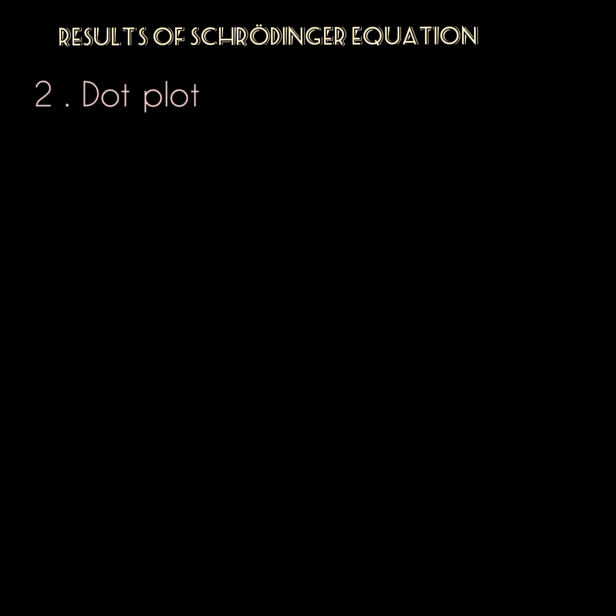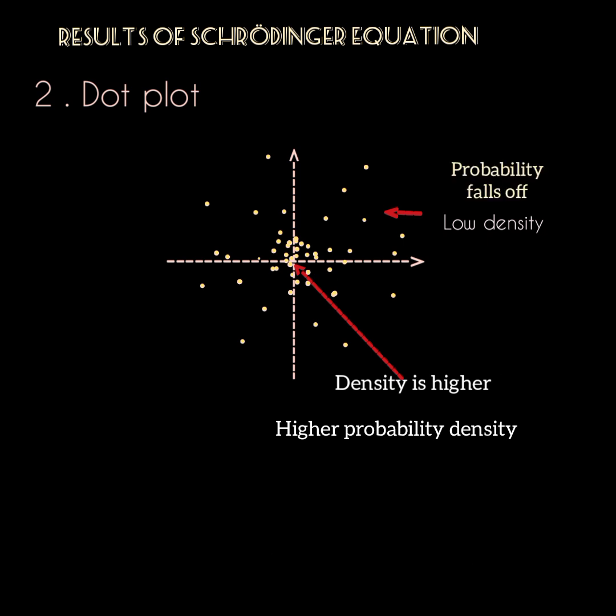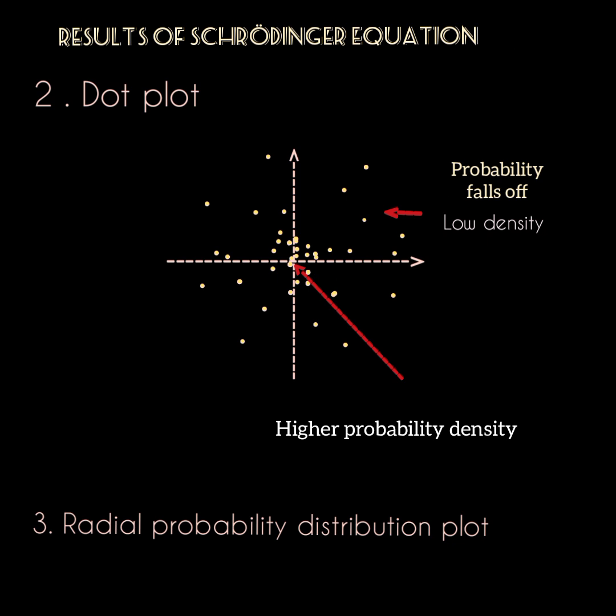The second one is the dot plot. In this plot, the density is higher in the middle and low as we go away from it. A lot of dots in one area, the middle, means a higher probability density. Further and further away, the probability falls off. The third one is the radial probability distribution plot.